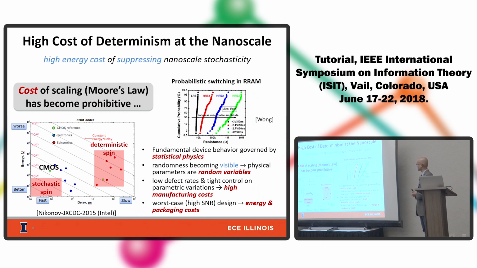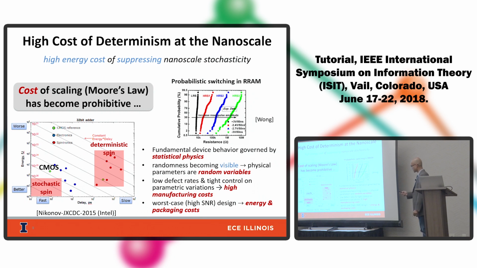Spintronics is another device, a new nanoscale device that is being explored. If you run it in the deterministic regime, then, by the way, this is energy on the y-axis and delay on the x-axis. So those are the two important metrics when it comes to integrated circuits. CMOS, which is your mainstream technology, lies somewhere here. And so we would like to build systems which lie closer to the origin, so that delay is minimized, energy is minimized. But with Spintronics, if you run it in the deterministic regime, it is not even competitive with today's CMOS.